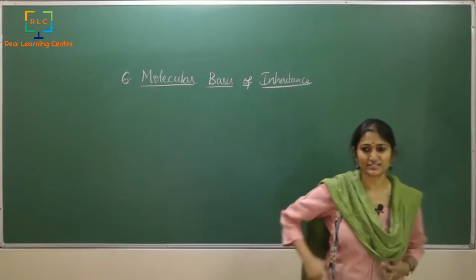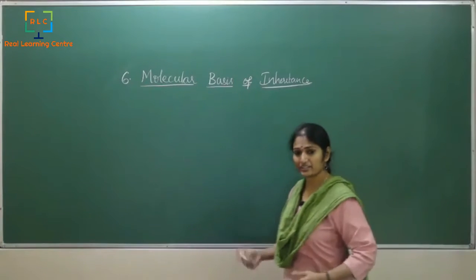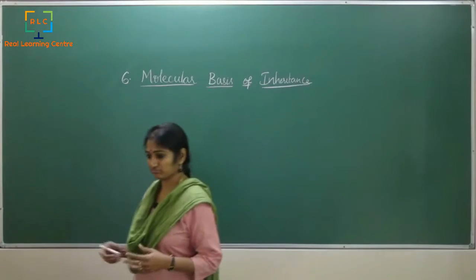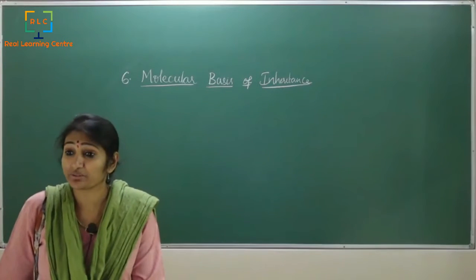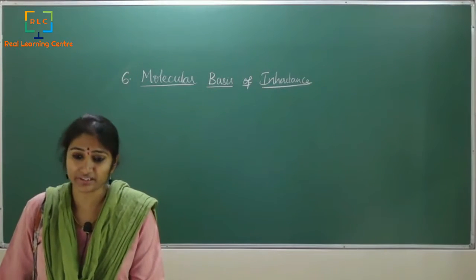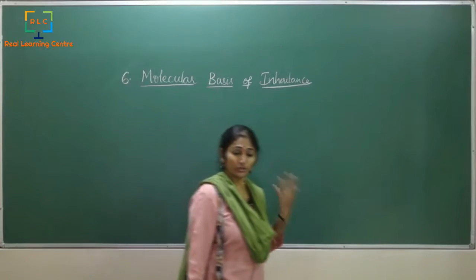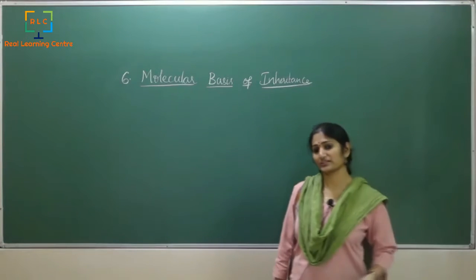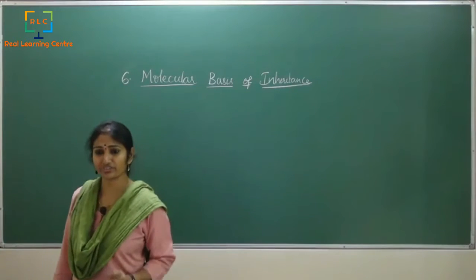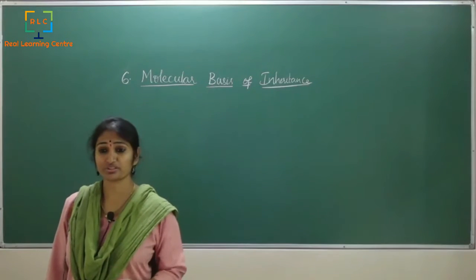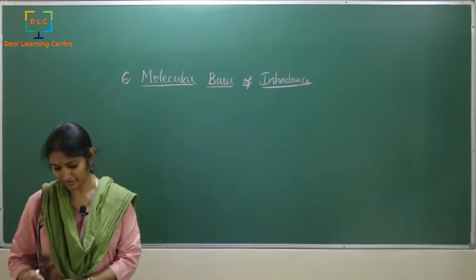So in our last class we started learning about heredity and how Mendel worked with pea plants, how he studied the monohybrid crosses and the dihybrid crosses, how the genetic factor goes from one place to the other, from the parents to the offspring, and how they are responsible for giving that characteristic trait. We saw that some traits are dominant whereas some are recessive, right?